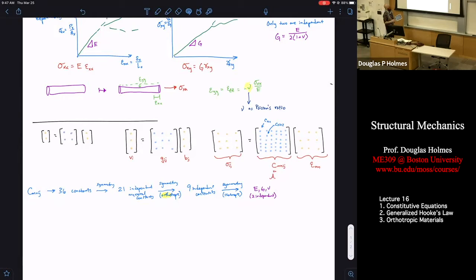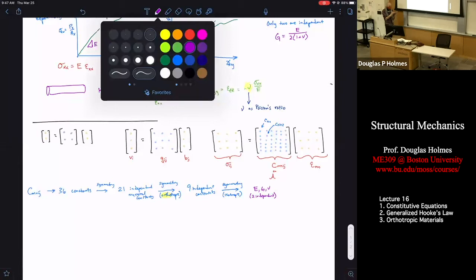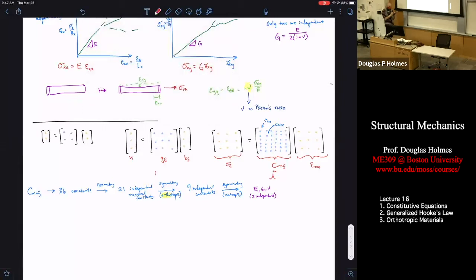So at first glance, this looks like a nightmare. We have this big matrix that requires 36 things that we have to measure to put in there. Turns out because stress is symmetric and strain is symmetric, that reduces quite a lot to 21 independent material constants. And from here is where things get complicated. I'm going to draw a little line here. Here is where the physics comes in.